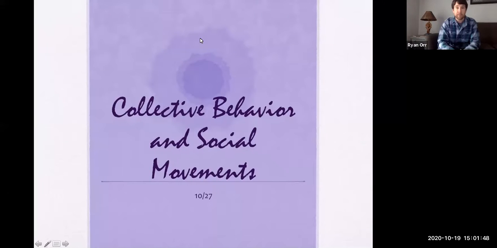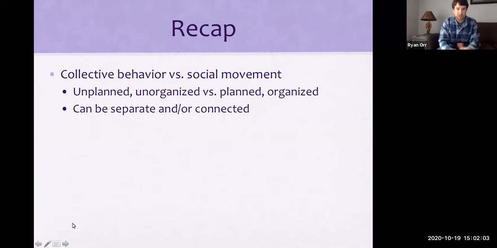Hi, everyone. Today we're going to be wrapping up the final section of our book, looking at the latter part of the last chapter, looking at collective behavior and social movements. So, just to remind ourselves, we can distinguish collective behavior from social movements by looking at the organization aspects and the timeliness aspects. In terms of time, collective behavior is basically spontaneous in nature.